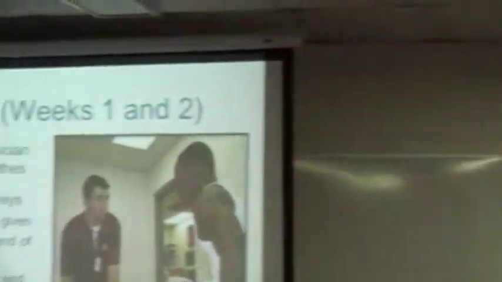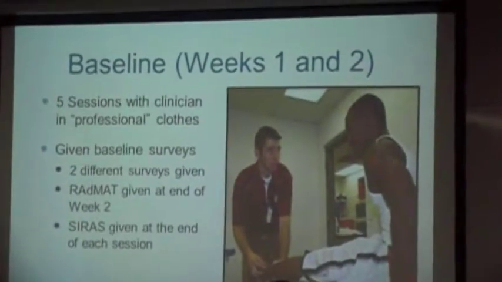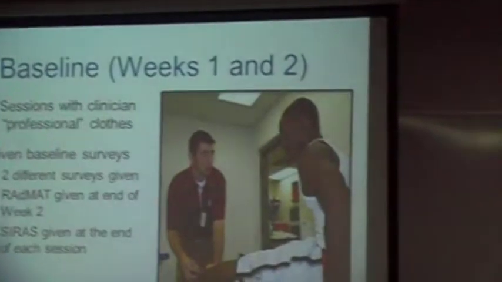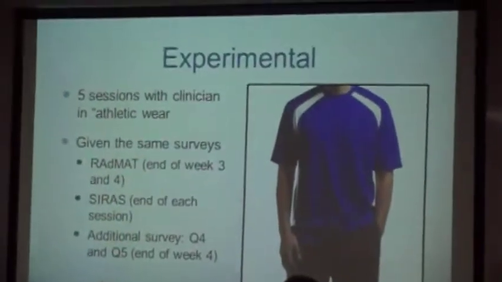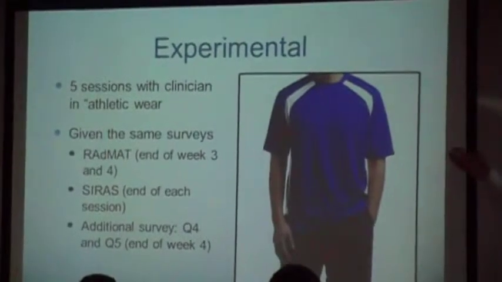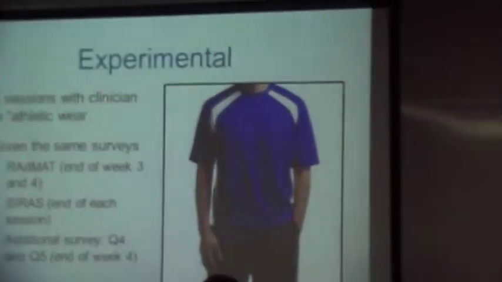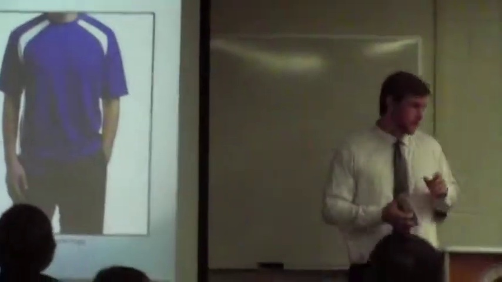So again, baseline weeks 1 and 2. There were 5 sessions with the clinician in quote-unquote professional clothing, as I mentioned earlier. We gave 2 different surveys. The RADMAT was given at the end of week 2, and that was given to the clinician specifically, and the SIRAS was given at the end of each session, and that was given to patients. The experimental phase, same basic time frame, 5 sessions with the clinician in traditionally athletic wear. They were given the same 2 surveys with the addition of the additional surveys. So again, the RADMAT at the end of weeks 3 and 4, the SIRAS at the end of each session, and the additional surveys.